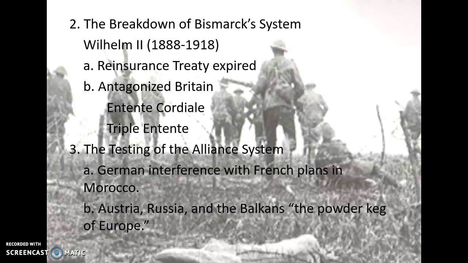Letter B, Austria, Russia, and the Balkans, known as the powder keg of Europe. If you look in your books at page 442, it shows you a map of the Balkans, the Ottoman Empire, the territories that the Ottomans lost, and the different countries that formed during this time. You see Austria to the northwest, Russia to the northeast.